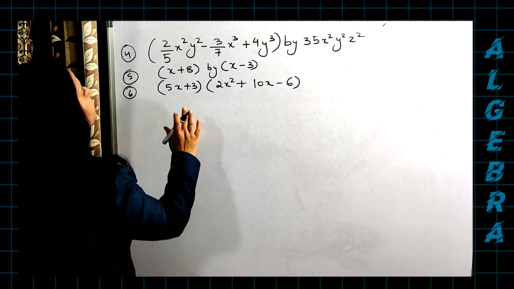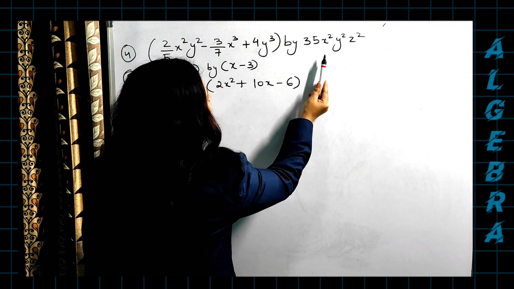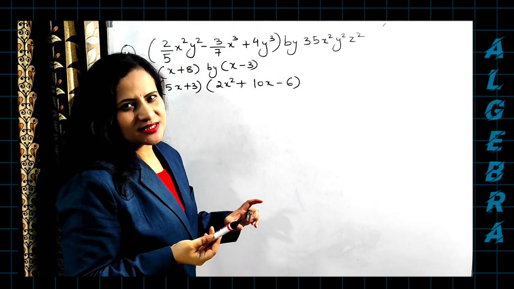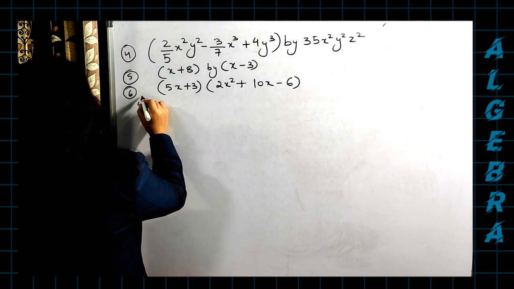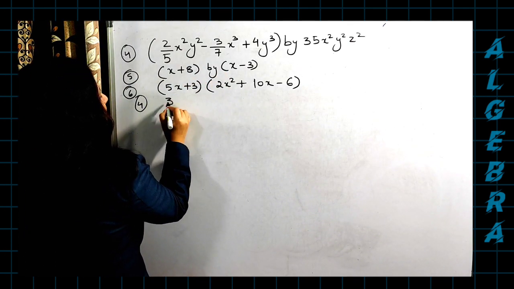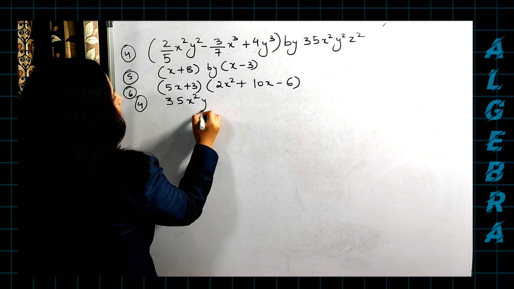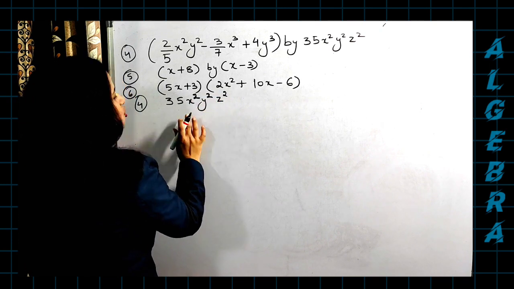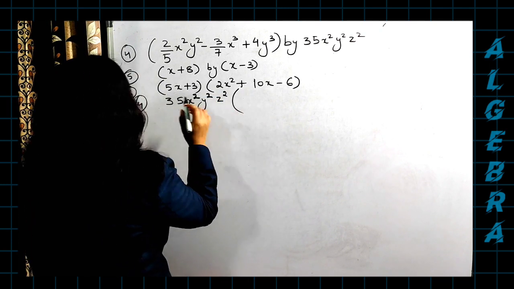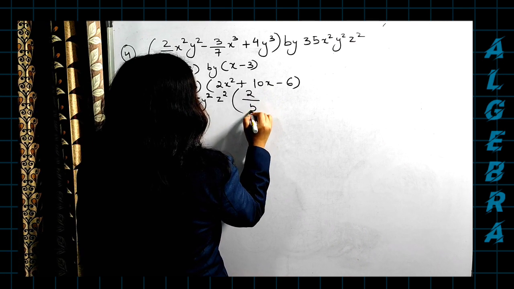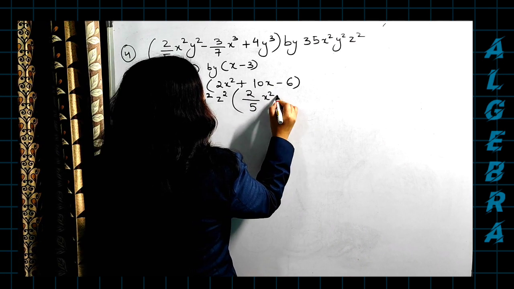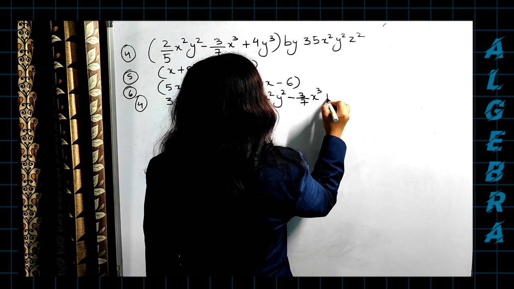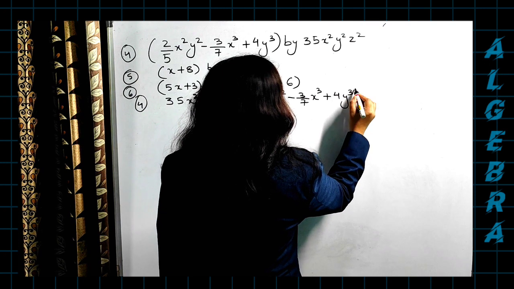Number 4. Here also you can see you have a monomial and a trinomial, right? So put the monomial first. Question number 4 I'll be solving first. Put the monomial first: 35x²y²z². And I'll be writing the trinomial inside the bracket as it is: (2/5)x²y² minus (3/7)x³ plus 4y³.